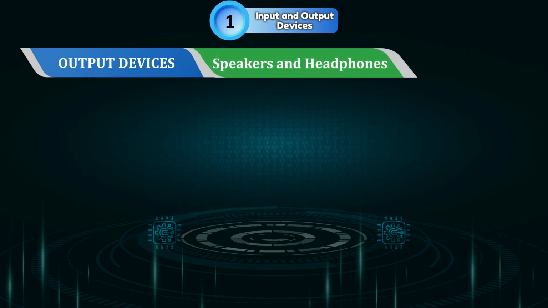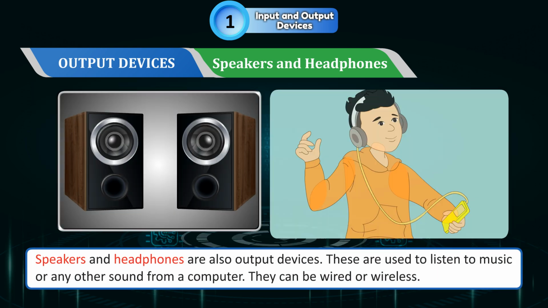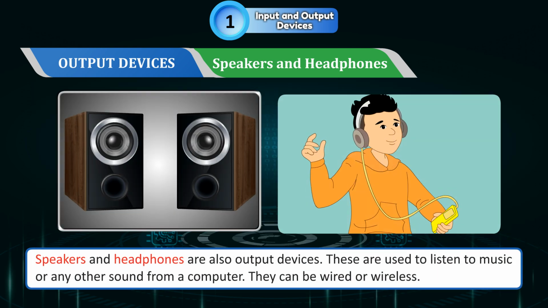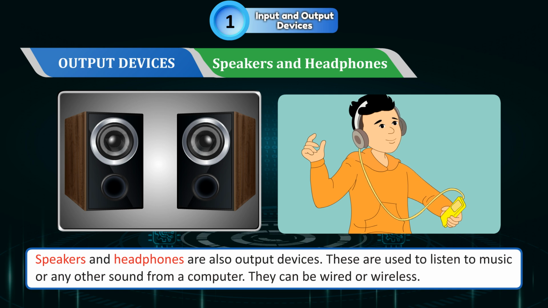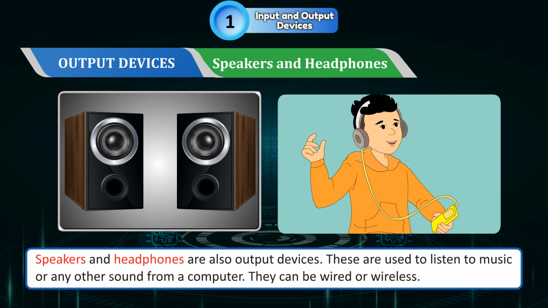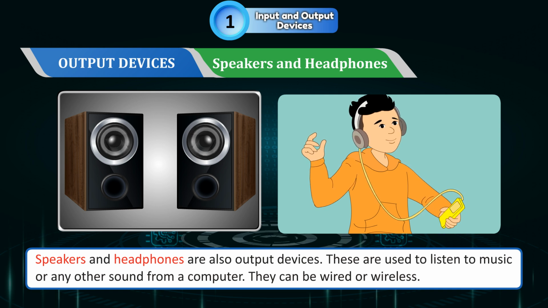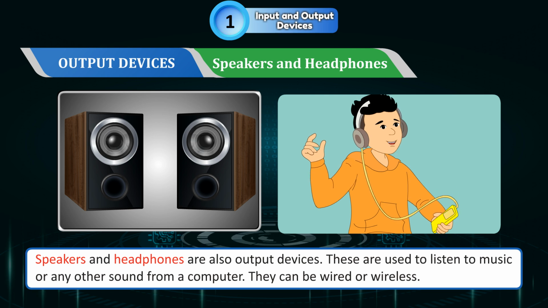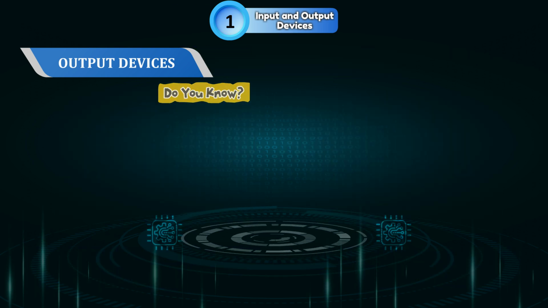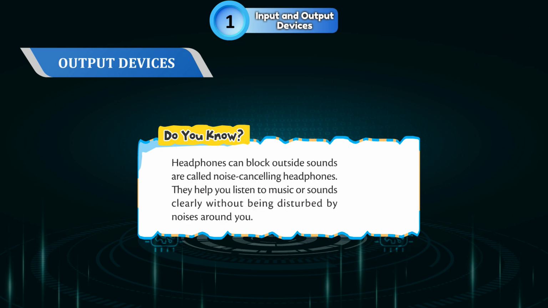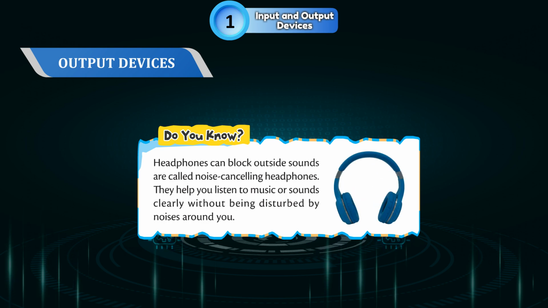Speakers and headphones. Speakers and headphones are also output devices. These are used to listen to music or any other sound from a computer. They can be wired or wireless. Do you know? Headphones that can block outside sounds are called noise-cancelling headphones. They help you listen to music or sounds clearly without being disturbed by noises around you.